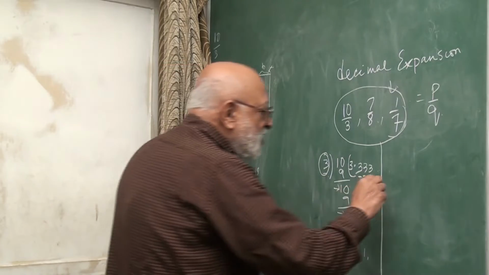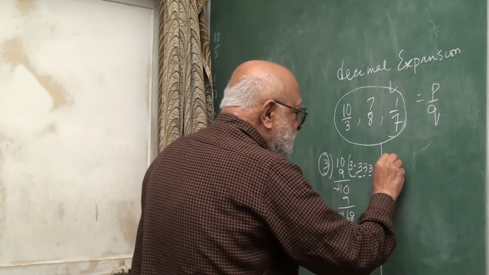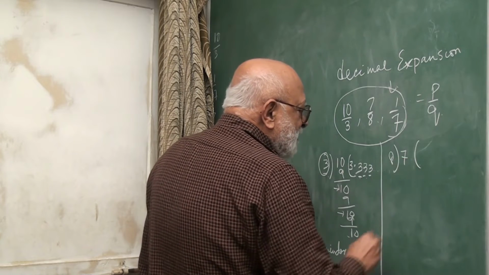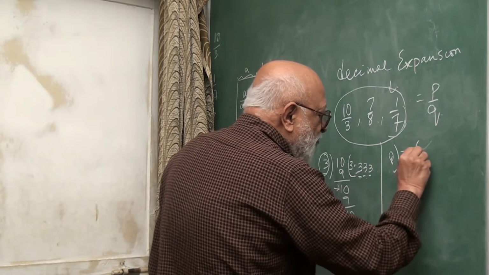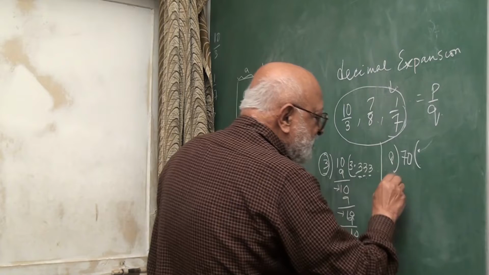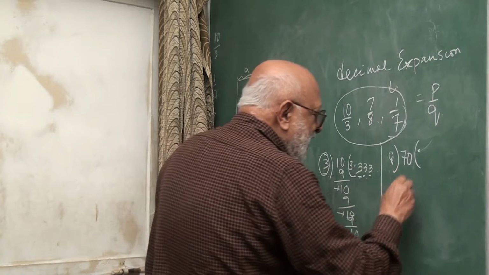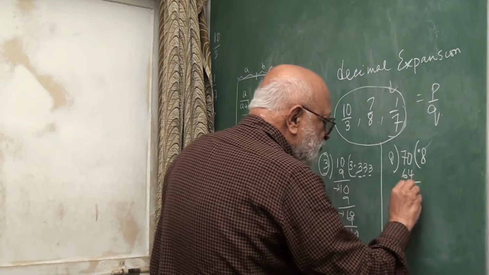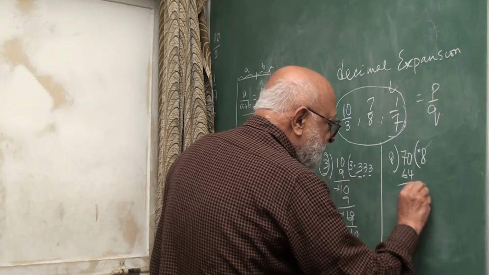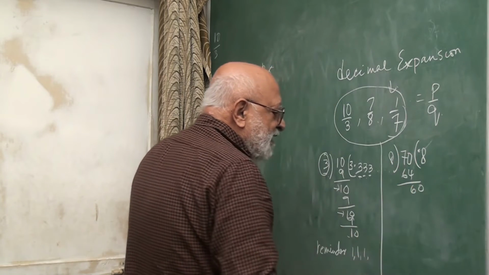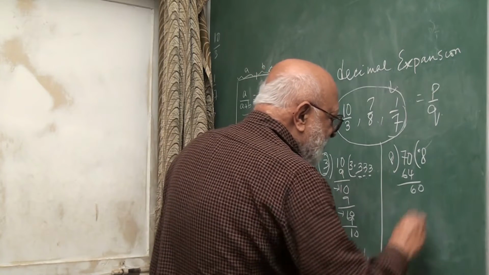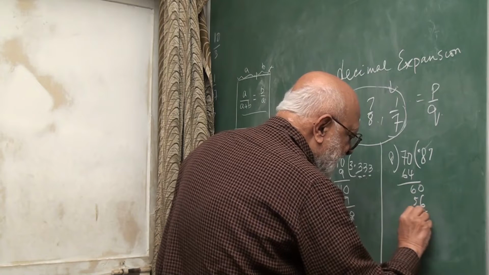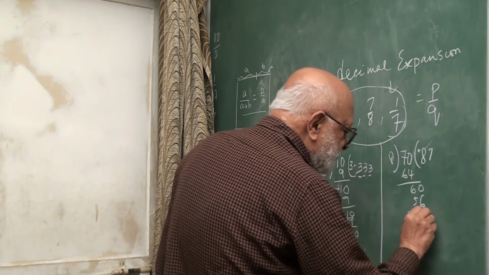So this we know. This is 1 by 3. What about 7 by 8? So 8 and this is 7. Okay, so first it doesn't go. Put a point. 70. So what do I get? 8 into 8, 64. So I get 6 and a 0. Okay, point. Then what do I get? 7, that is 56. Then I get 4 and I put 0.